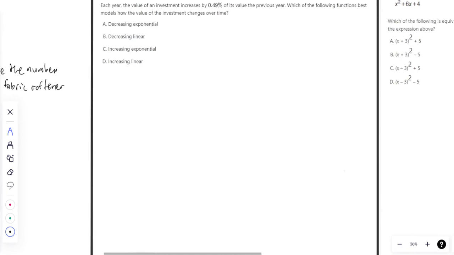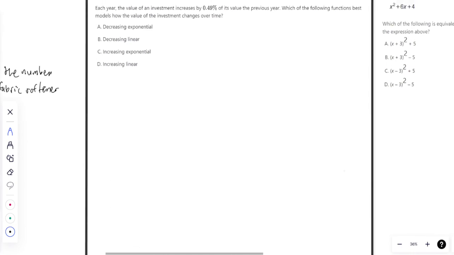All right, we got a few more math questions up here. Let's do this next one. It says each year the value of an investment increases by 0.49% of its value the previous year. Which of the following functions best models how the value of the investment changes over time? So if it's increasing by a certain percentage of the value each year, then the next year the value is going to be larger, and so the same percentage is actually going to be a larger nominal amount.